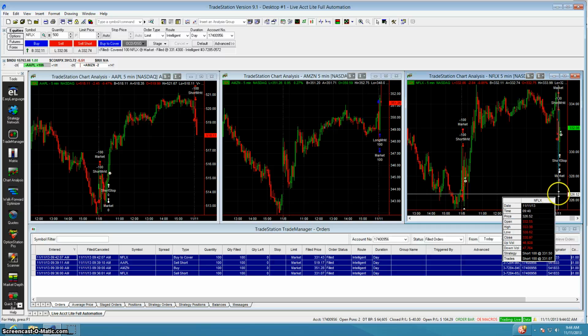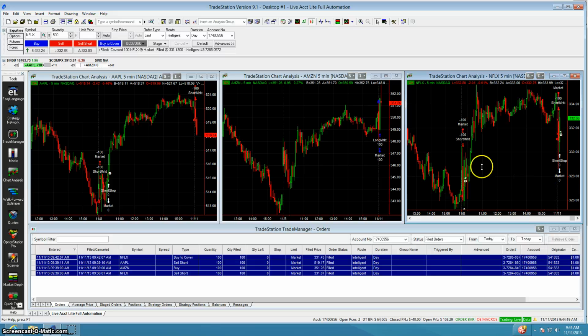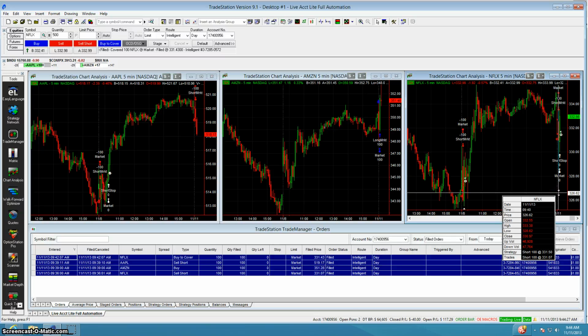If you'll see, the strategy was to enter the trade at 331.50. We actually got filled on our position at 331.07, so we had about 43 cents of slippage on Netflix first thing this morning. Market slippage is pretty common. However, that's a lot more market slippage than we're used to seeing. But either way, we're out of our Netflix position.